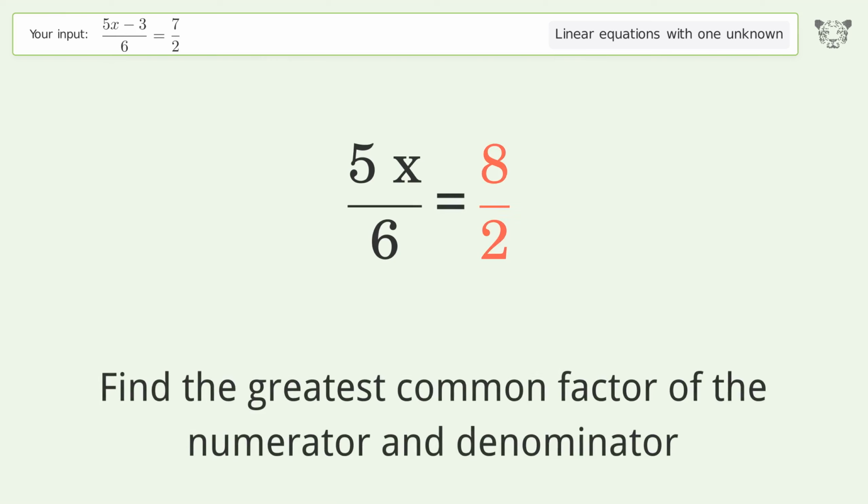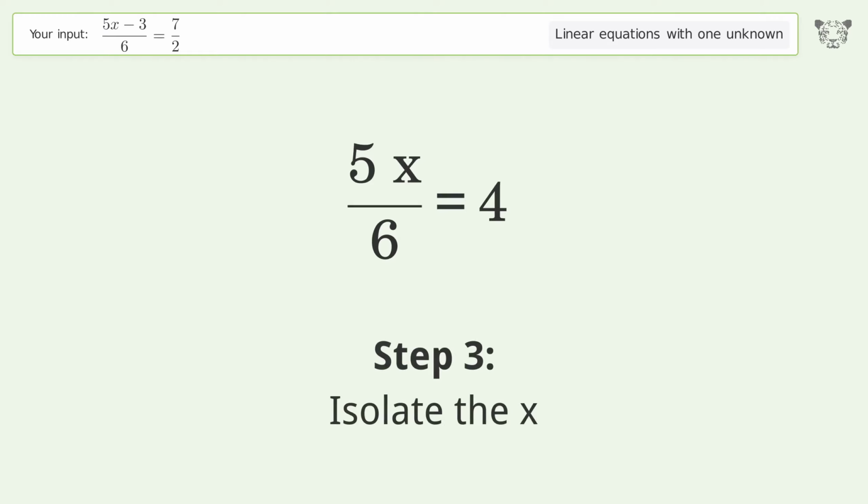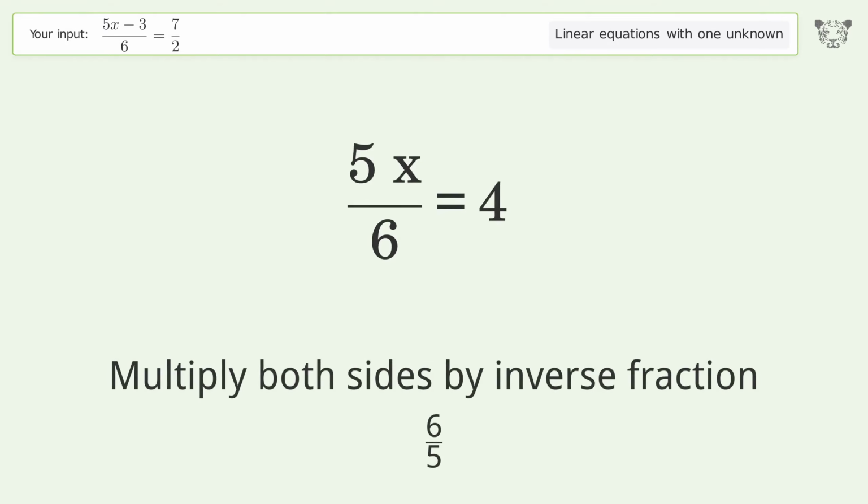Find the greatest common factor of the numerator and denominator. Factor out and cancel the greatest common factor. Isolate the x. Multiply both sides by inverse fraction 6/5.